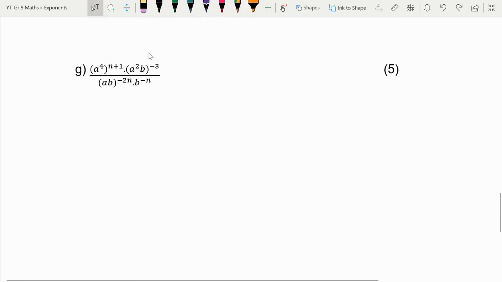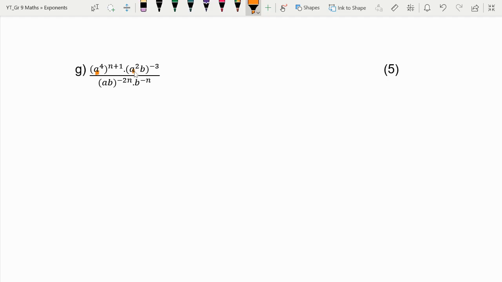Okay, last one for question 3. Let's see what's going on. Okay, so we've got bases of A and B. We've got an n in the exponent. Okay, let's just think. Our laws of exponents says that if our bases are the same and we are multiplying, we can add exponents. And we definitely have bases that are the same there.